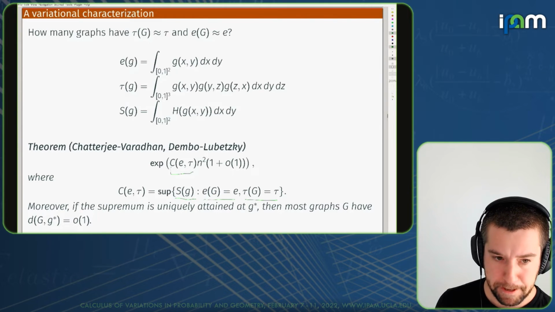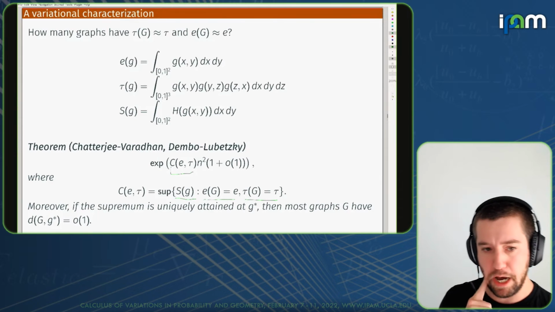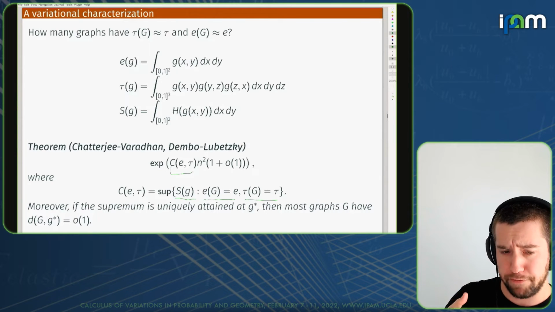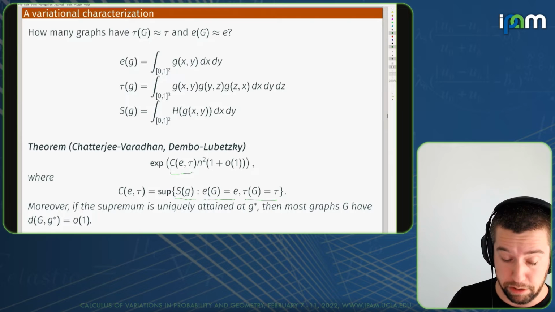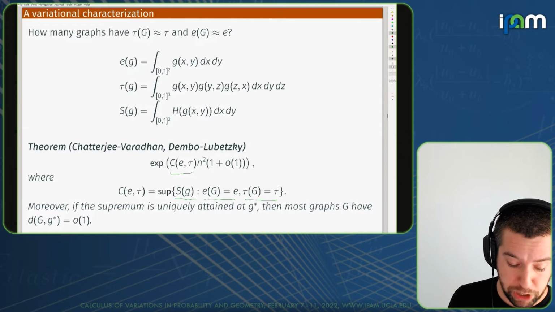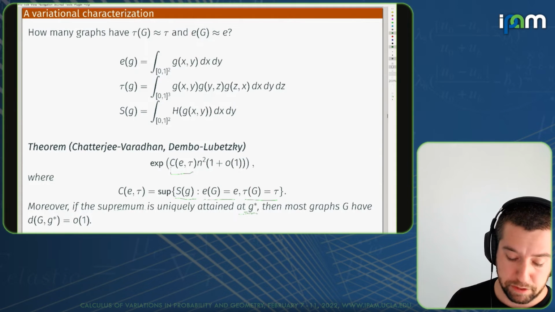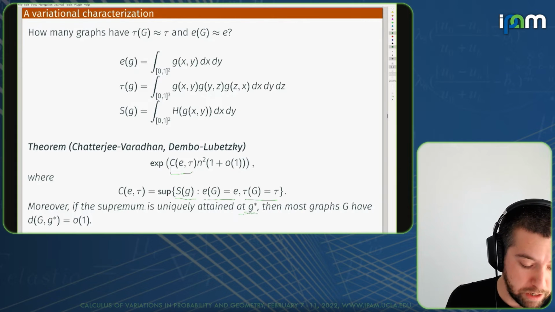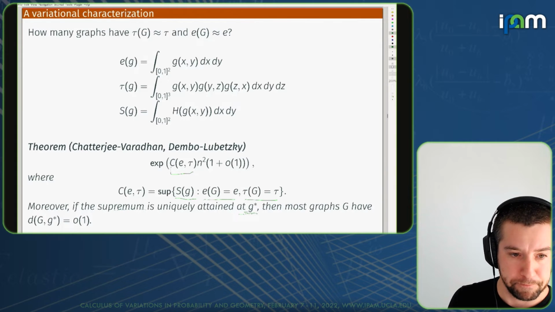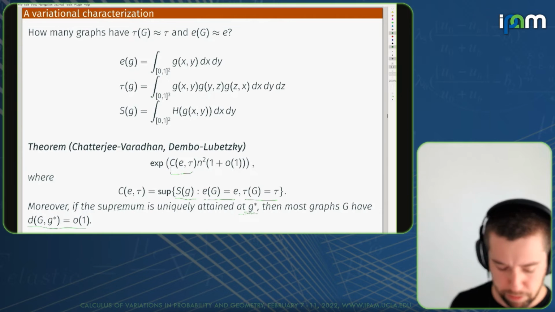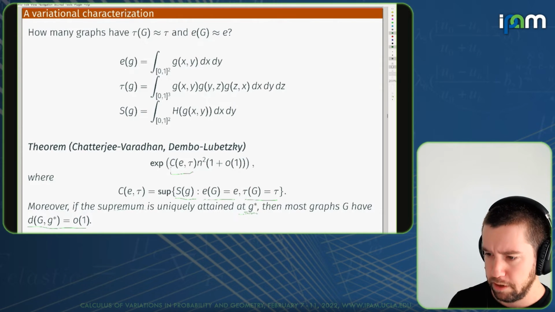Okay. And I'm also in a position to say what I meant by what does it mean to know what the structure of the graphs is conditioned on that event. So if the supremum is uniquely attained at some graphon G star, then most graphs with that edge and triangle constraint are close to G star in the sense of the cut metric. Okay, and this can be made more quantitative and so on, but maybe not now.